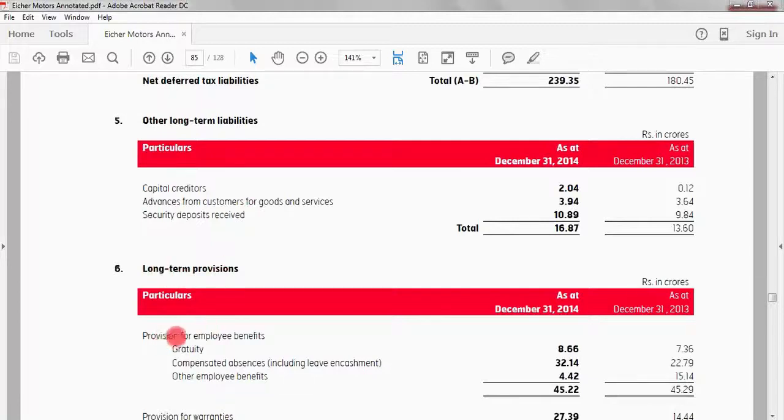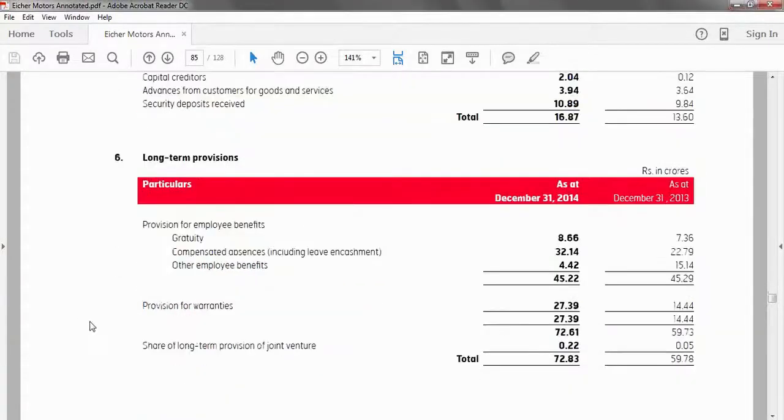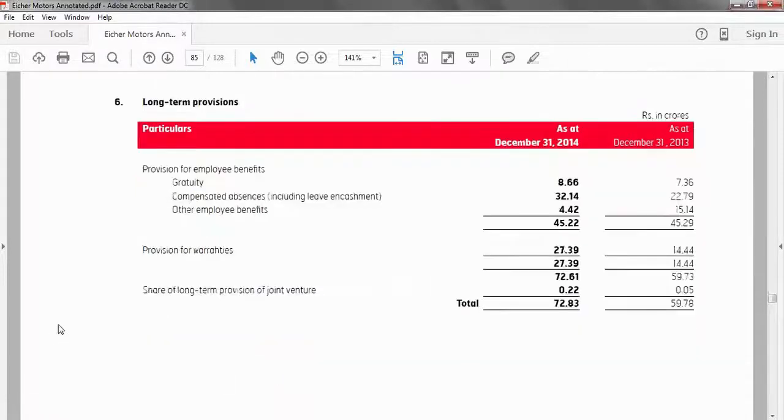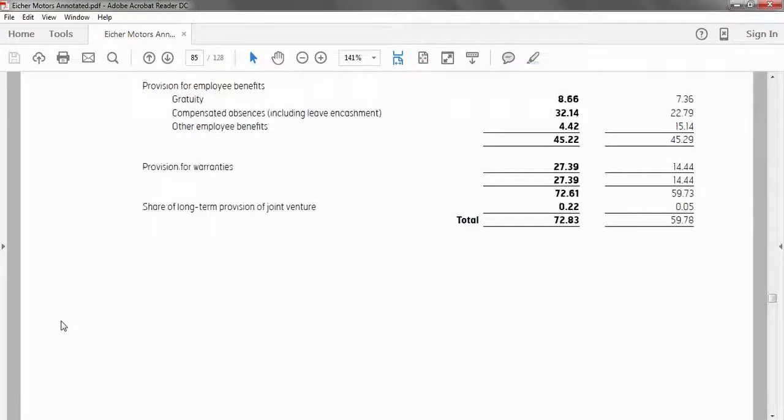Long-term provisions, provision for employee benefits, right? So something like gratuity, something like compensated absences, leave encashment, right? Typically, if an employee is entitled to 20 days of leave during the year and the employee does not take that, they can encash those leaves because they've worked for those days, right? So those could be encashed. Other employee benefits could come in. What else is there? There are some provisions for warranties and share of long-term provision of joint venture, etc. Some other long-term provisions, not very important for us at this point of time.